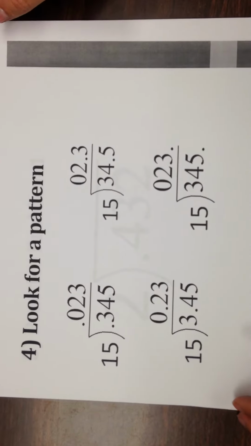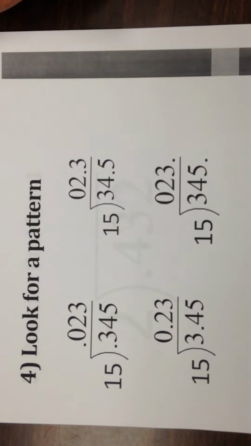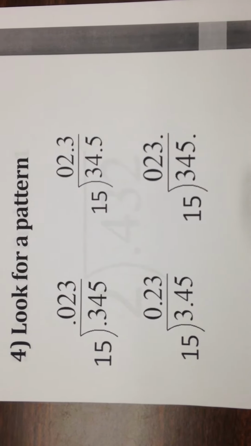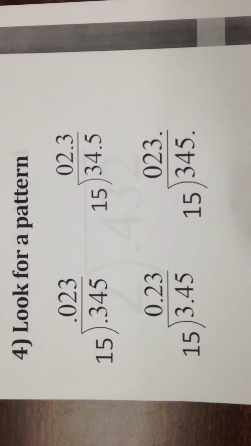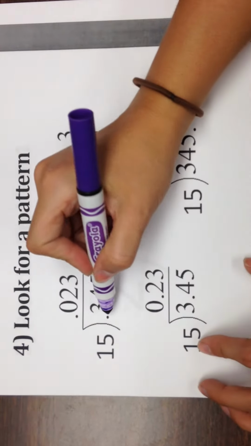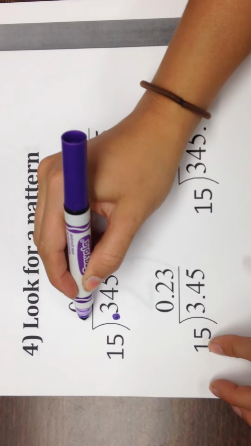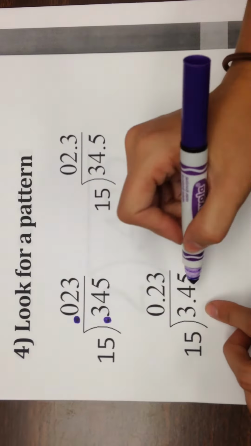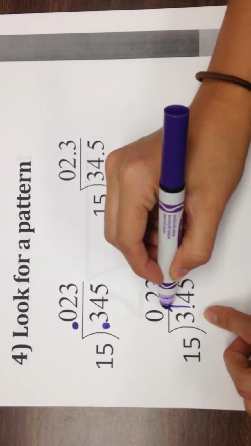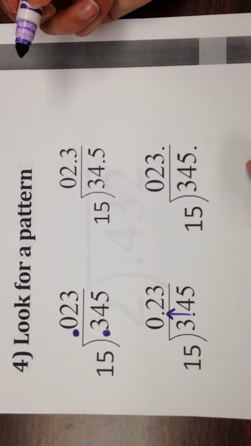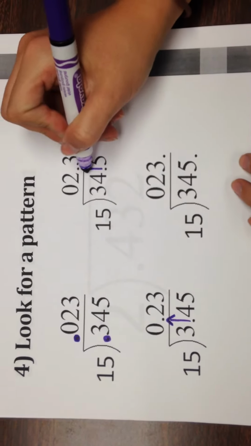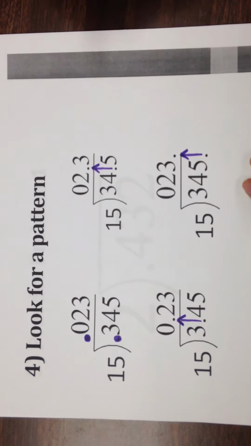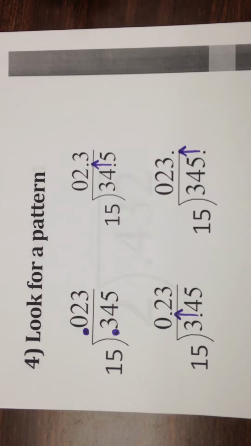Okay, for number 4, we're looking for patterns. Yesterday we looked at patterns for multiplying decimals. We're looking at patterns to divide decimals. What I would look at is where the placement is of the decimal. We have this decimal, it goes straight up and right to the corresponding part. It moved over 1 space, but it still goes up right above the decimal. So I'm seeing that the decimal goes in the same spot as its answer. Do you guys see that?